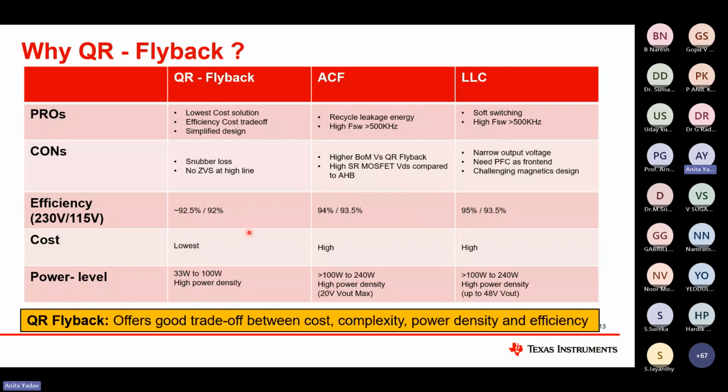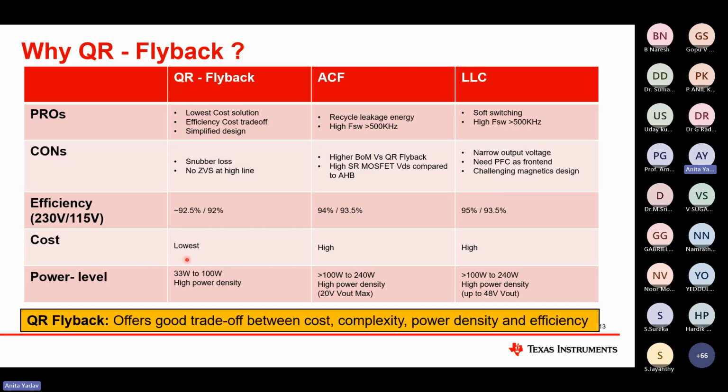With respect to efficiency, these are numbers like minimum efficiency achievable, peak efficiency can be higher than these numbers. So here 230 volt and 115 volt, we call it high line and low line. So at high line 92.5%, low line 92%, high line 94% and 93.5%, and LLC has a higher efficiency.